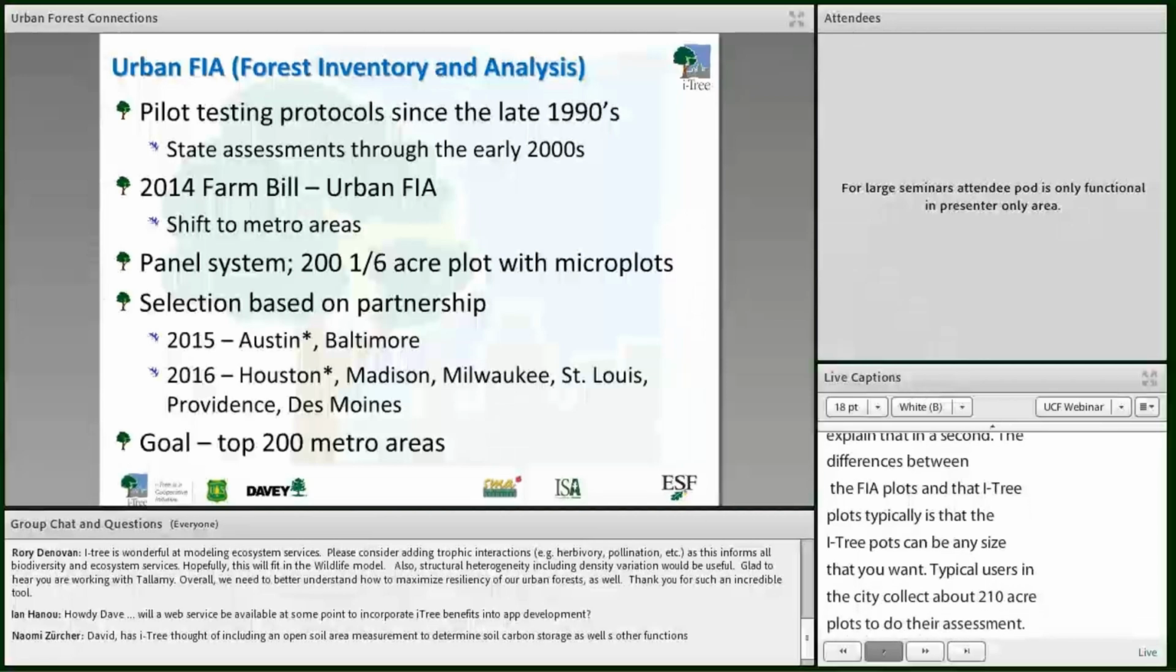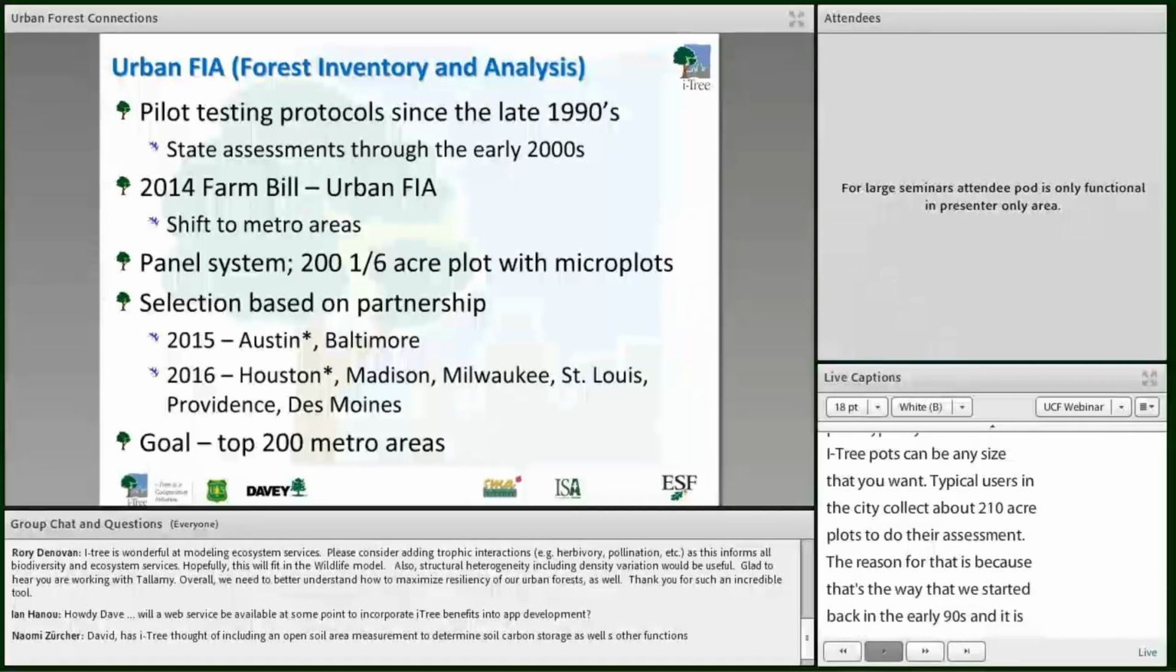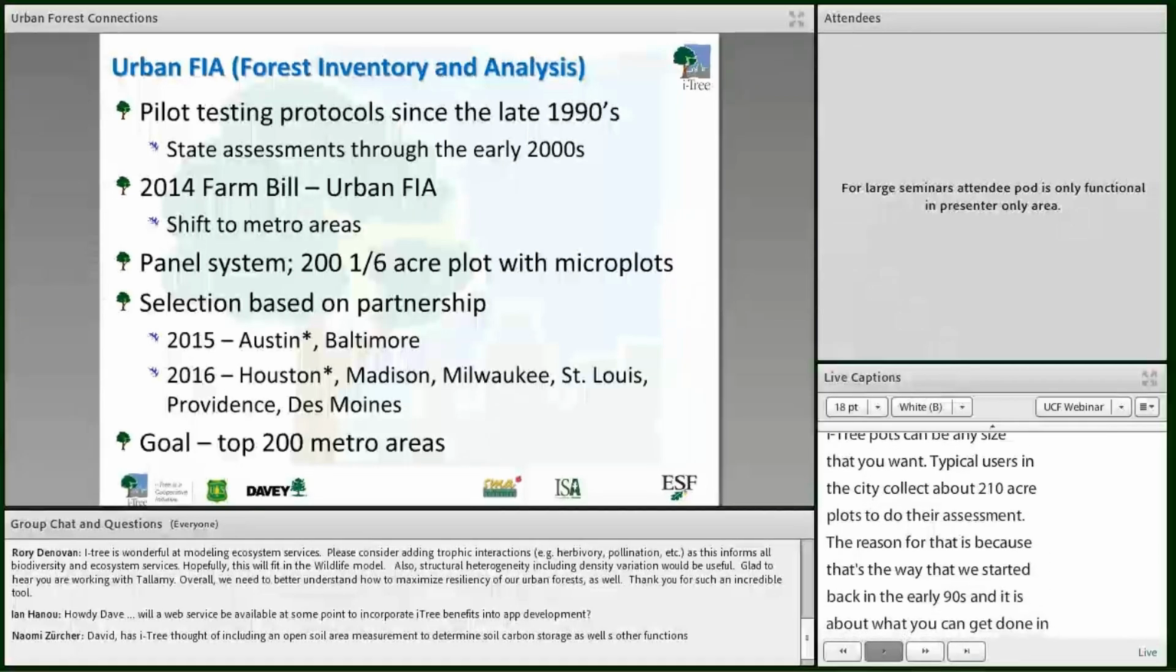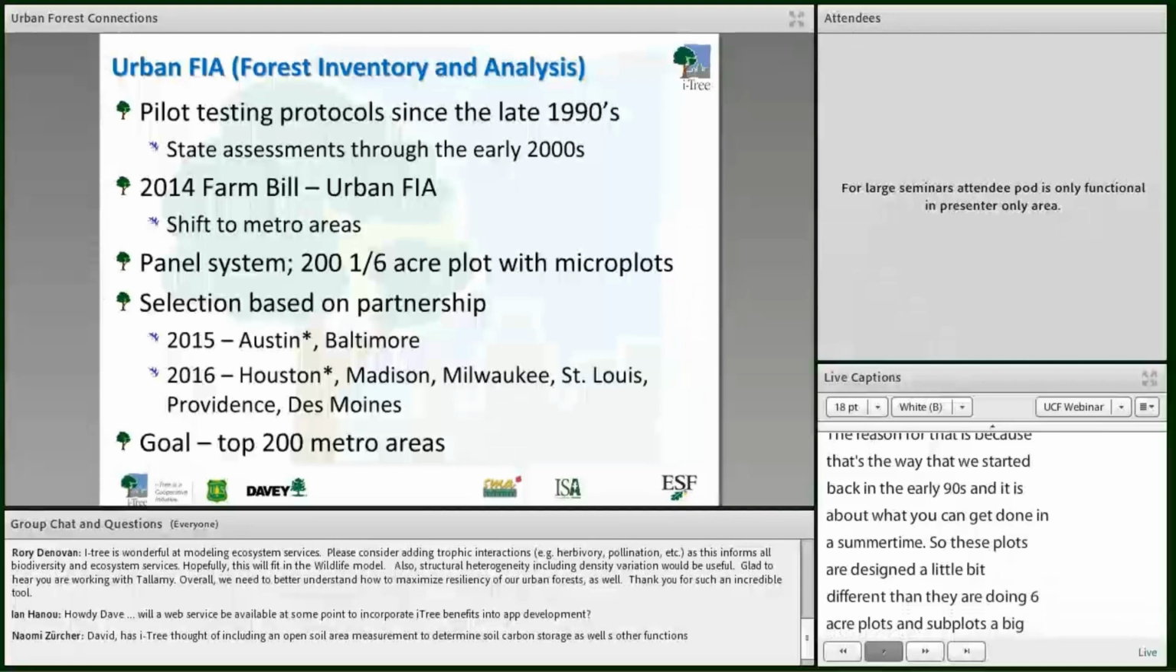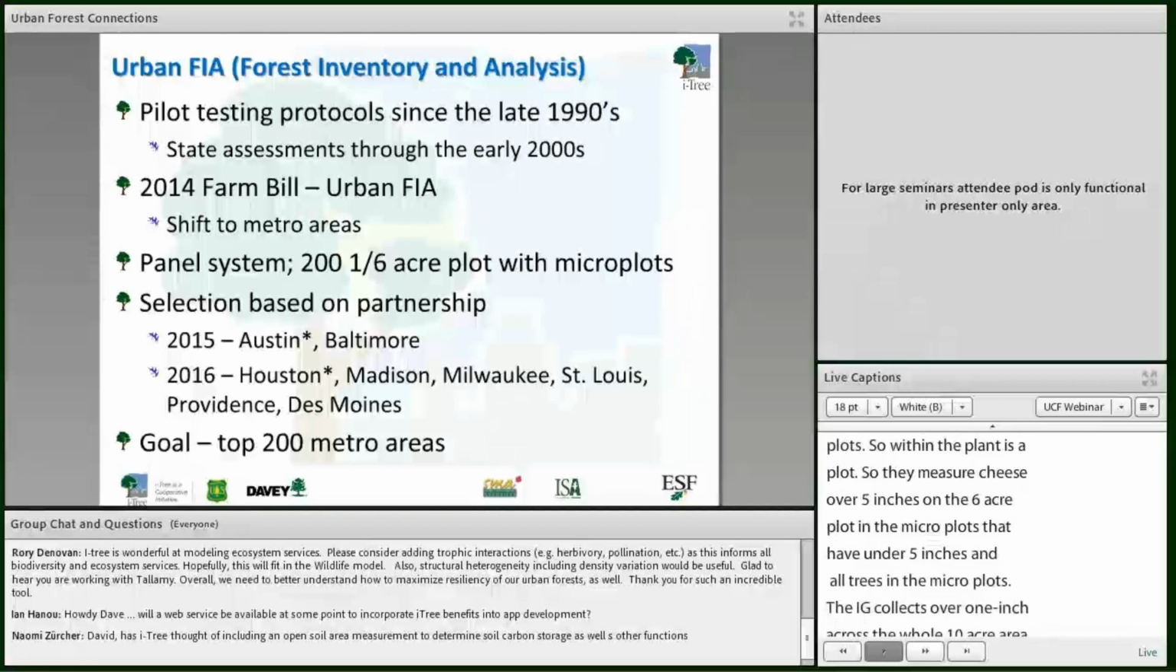FIA, when they're doing cities now, because their plot design's a little bit different, they are doing 200 sixth-acre plots. Their plots are bigger than ours, which is okay, and they have micro plots, which means within a plot there is a plot. So they measure all trees over 5 inches on the sixth-acre plot, and in the micro plots they measure the trees that are under 5 inches, or pretty much all trees on the micro plots. iTree collects all trees over 1 inch across the whole tenth-acre area. So it's slightly different in protocols, but similar processing, so that's not going to be the problem.